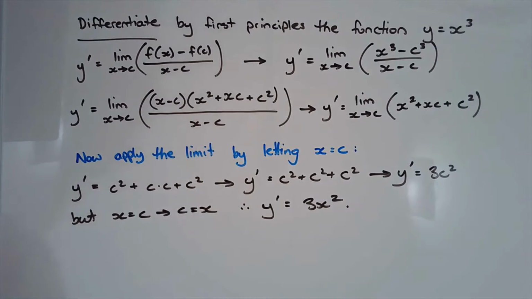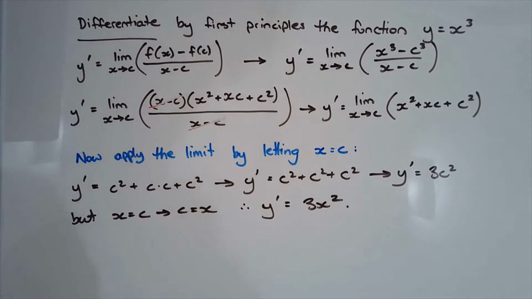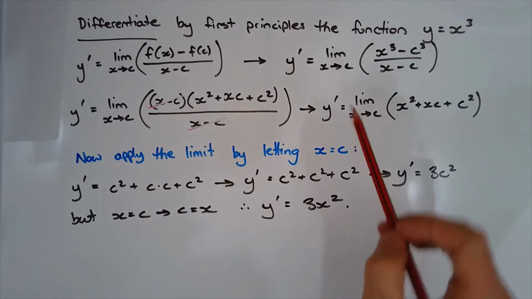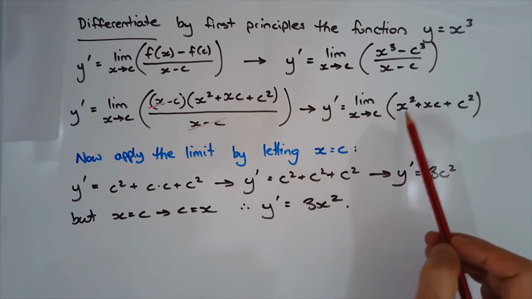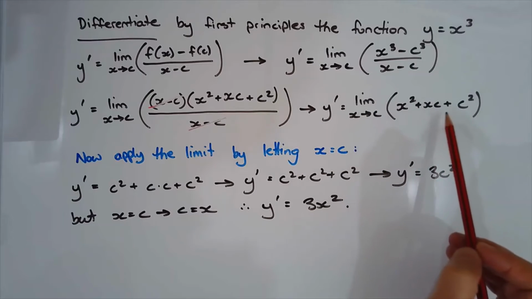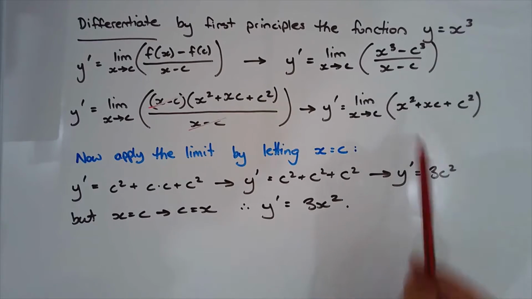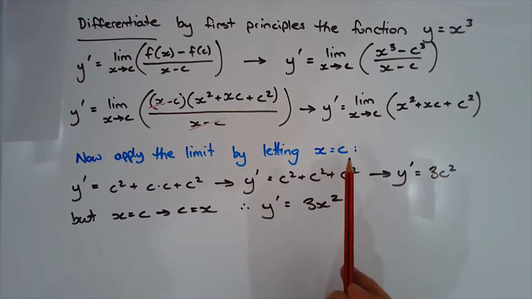And of course, you'll probably notice that the factor x minus c cancels with the denominator x minus c. And that's very nice because that's what we want, or else you'll have a division by 0 when you apply the limit. So that gives us y dash is equal to the limit as x approaches c of x squared plus xc plus c squared. Now at this point, we don't have any denominators that are going to equal 0, so you don't end up with a division by 0. So now we can apply the limit by letting x equal c.